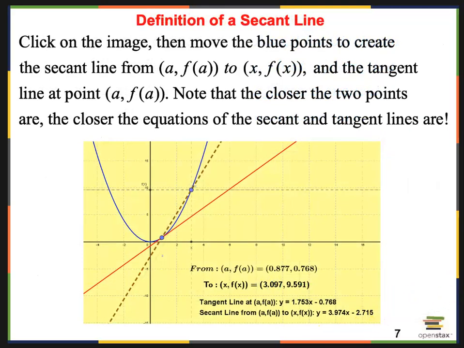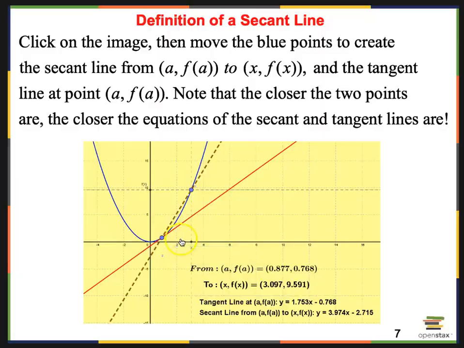Okay, so definition of a secant line. And here you can click on the image, then move the blue points to create the secant line from a, f of a to x, f of x. The tangent line at the point a, f of a. Note that the closer the two points are, the closer the equations of the secant and tangent lines are.